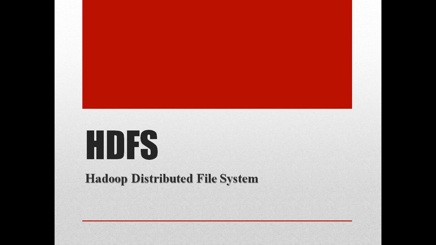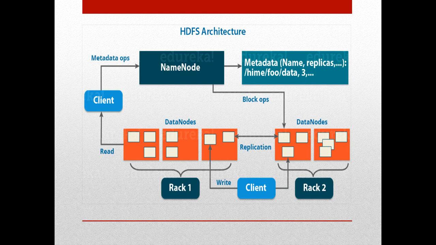So the architecture of the HDFS is as shown in the figure. We'll see what the basic parts are that make up the HDFS architecture. It consists of the name node, multiple data nodes, and the rack, and these are the client. So what is name node? Name node is used to store the metadata. What is metadata? The name node stores the information about the files that are stored in the data nodes.